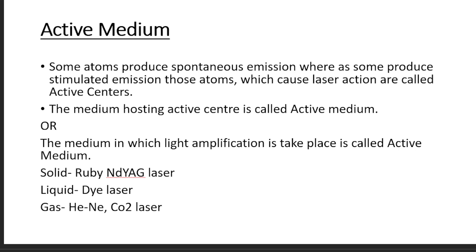So solid active medium uses a solid mixture of some materials. Solid active medium is used in the ruby laser and the neodymium-doped yttrium aluminum garnet laser, that is the Nd:YAG laser. The liquid active medium, that means some mixture of liquids, is used for the formation of the dye laser. Now the third one, a gas mixture, is used for the formation of the HeNe, that is helium neon laser, and the CO2 laser, that is carbon dioxide laser. So this is known as the active medium.